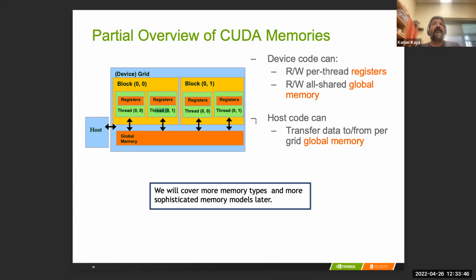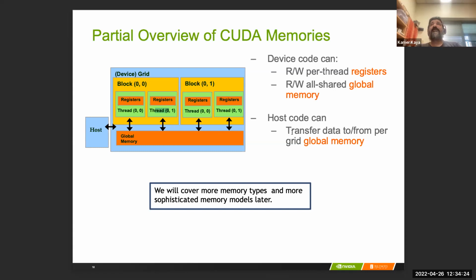We also have registers for each core here, and registers are used as they are used on the CPU. So the device code that the threads in the grid can do is read and write per-thread registers, so you can use them. You can say, for instance, integer i, so the value is stored in these registers. They can also use the global memory and the shared memory. We didn't see the shared memory, we will see it.